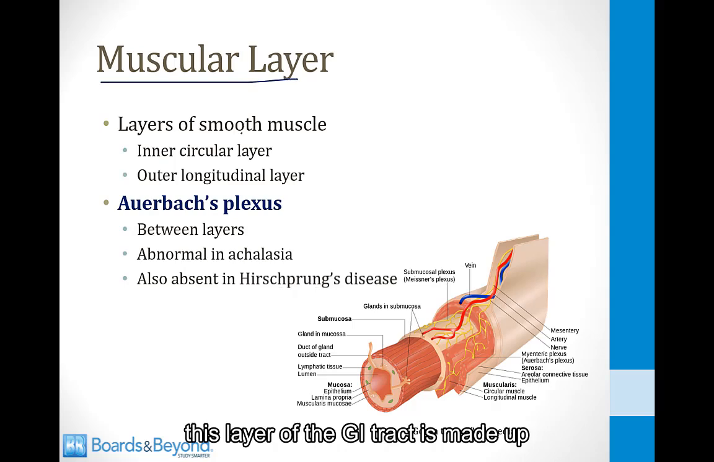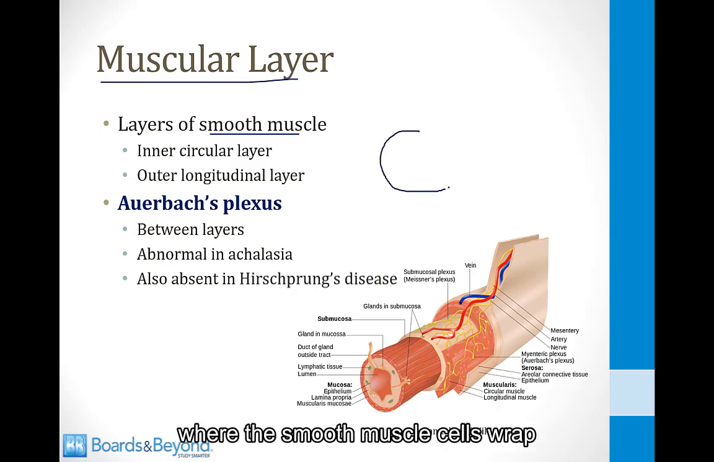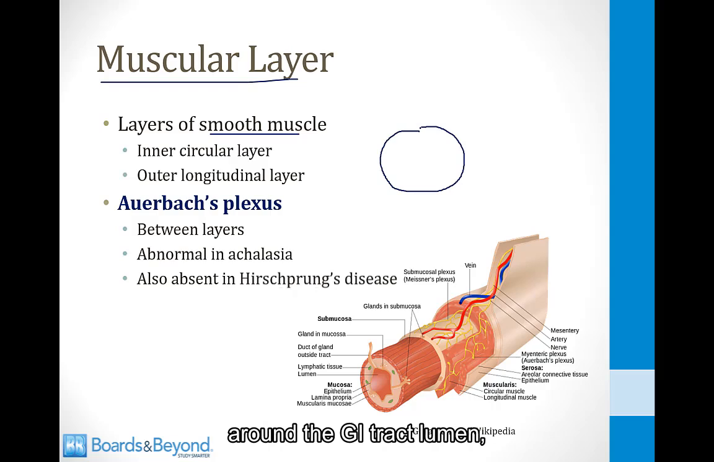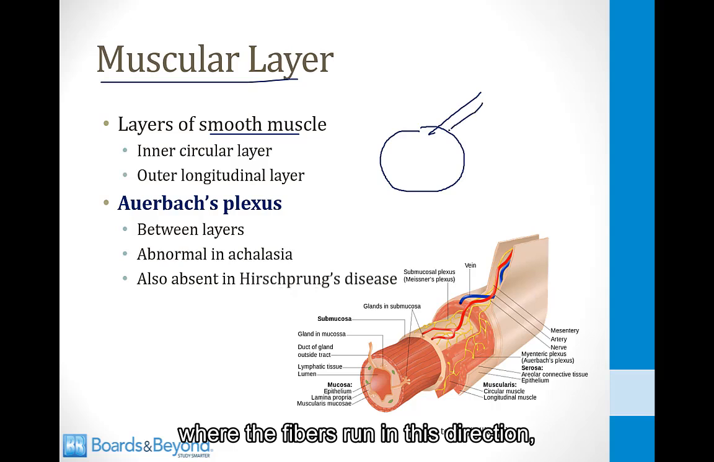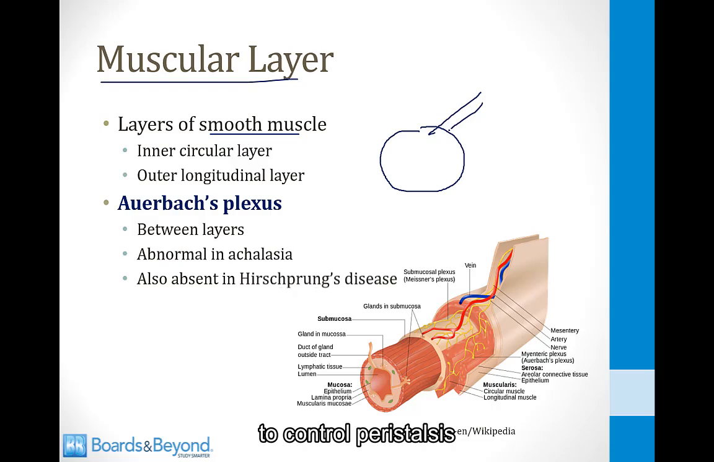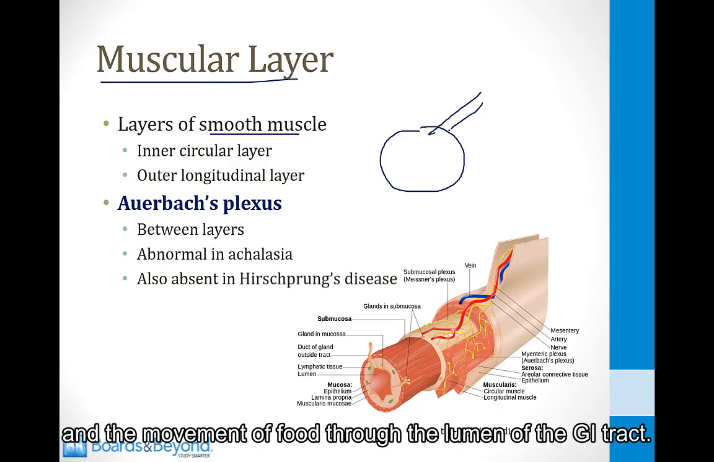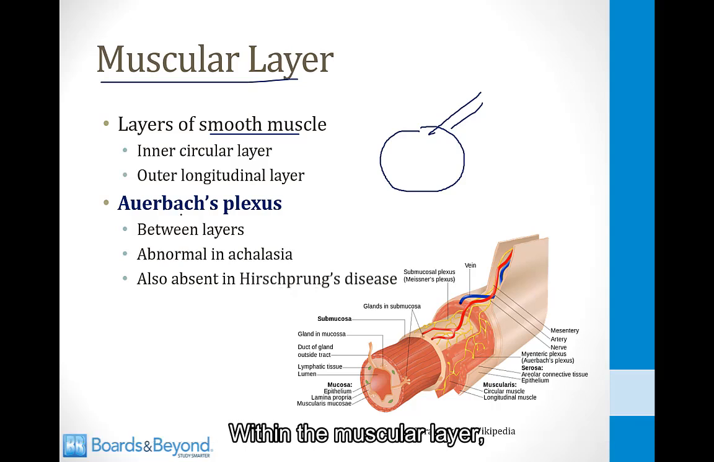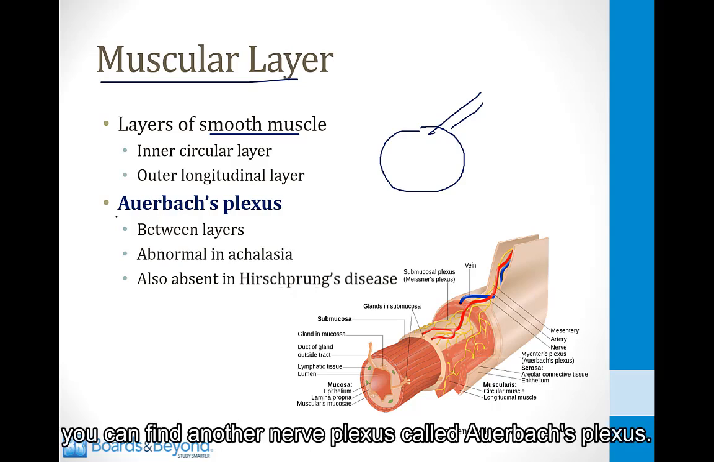Beneath the submucosa, you can find the muscular layer, and as the name implies, this layer of the GI tract is made up of smooth muscle cells. It has an inner circular layer where the smooth muscle cells wrap around the GI tract lumen, and then an outer longitudinal layer where the fibers run in this direction. And so these smooth muscle cell fibers work together to control peristalsis and the movement of food through the lumen of the GI tract.